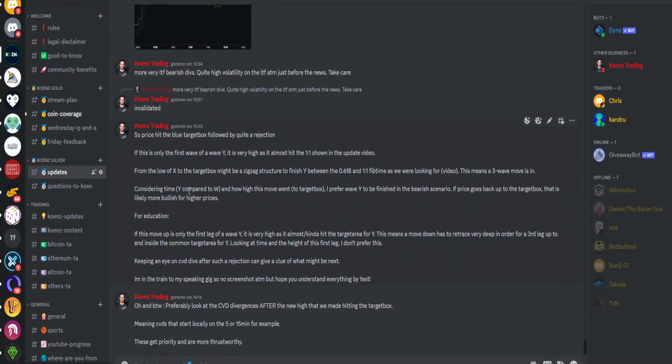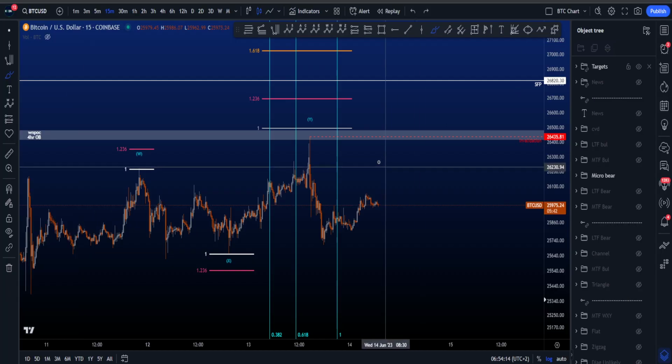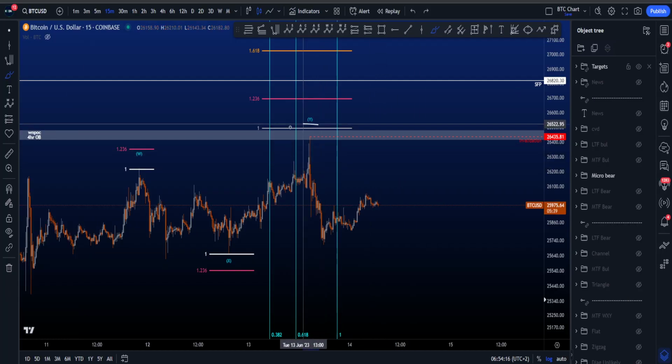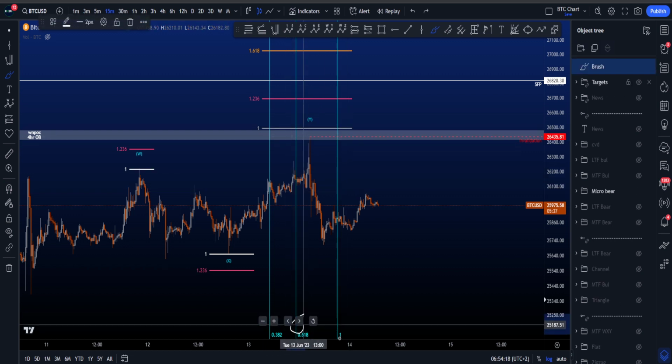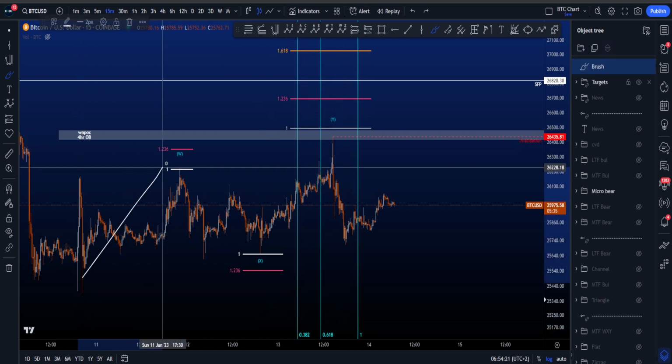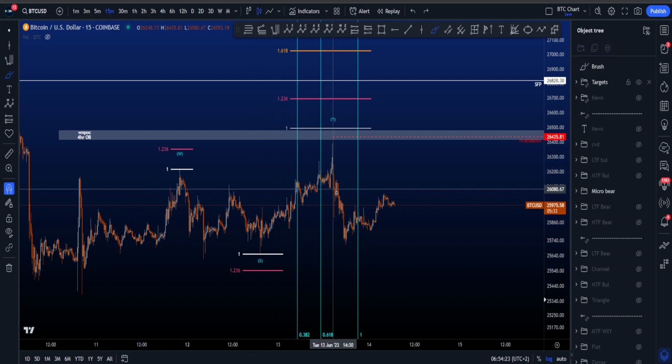So I said, considering time, wave Y compared to wave W and how high this move went to the target box, I prefer wave Y to be finished in the more bearish scenario where we expect continuation to the downside. If price goes back up to the target box, it is likely more bullish. So in this particular scenario, this wave Y ending between the 0.618 and the 1-to-1 fib time, comparing wave W with wave Y, is actually very nice.